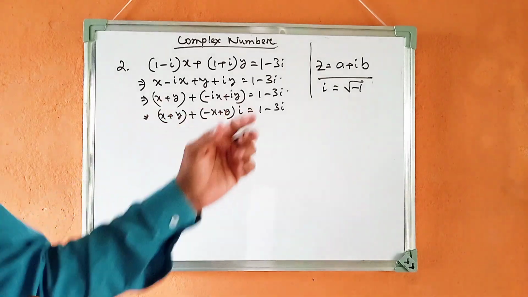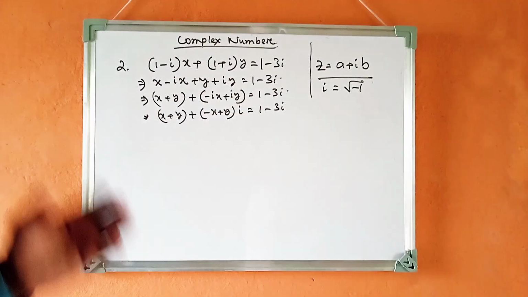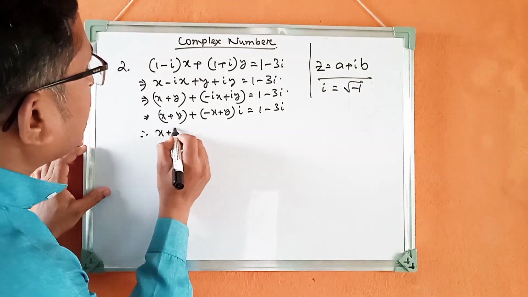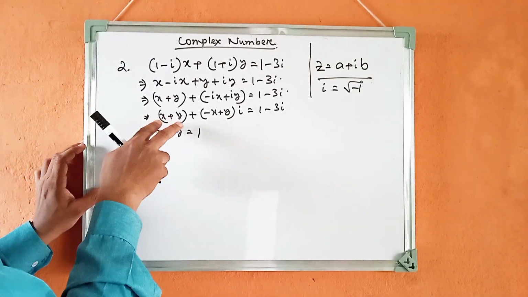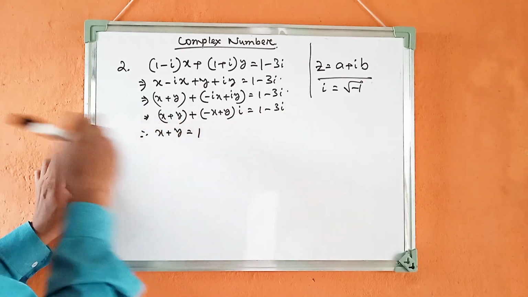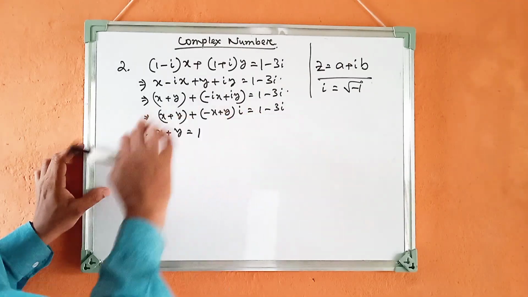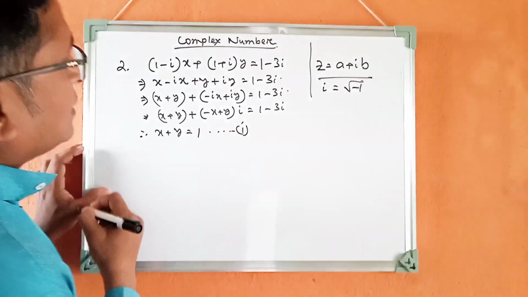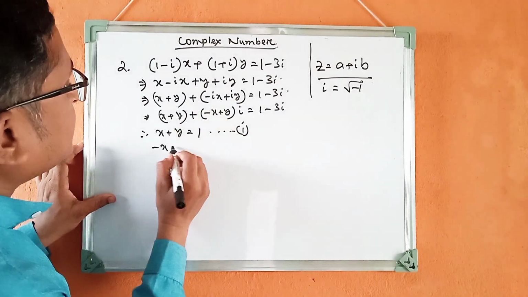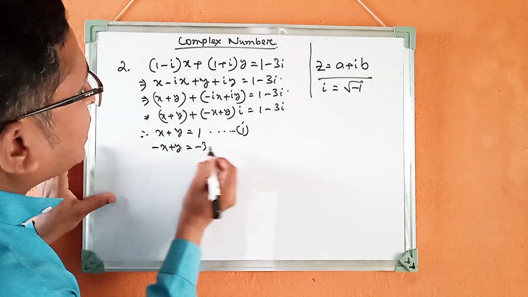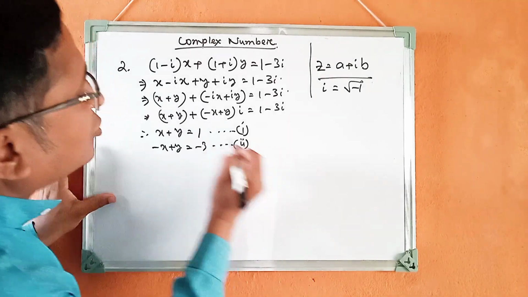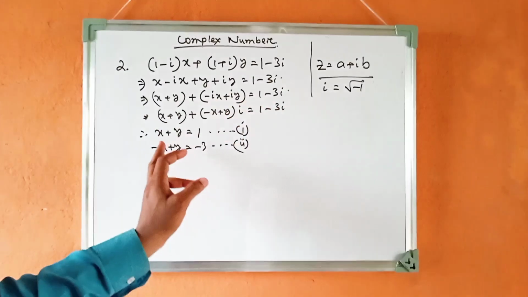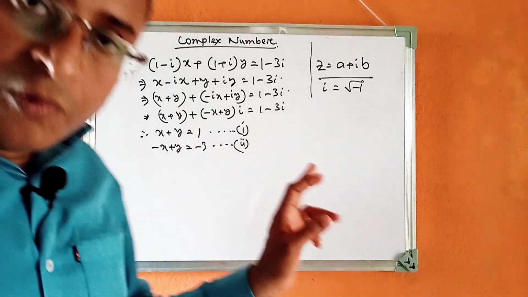Now comparing both sides, that means LHS and RHS, we get x plus y equal to 1, because real part equals real part. Here the real part is x plus y and here the real part is 1. So x plus y equal to 1, we get equation number 1. Then again minus x plus y equal to minus 3, we get equation number 2. Clear? Comparing both sides, real part equal to real part, we get x plus y equal to 1.